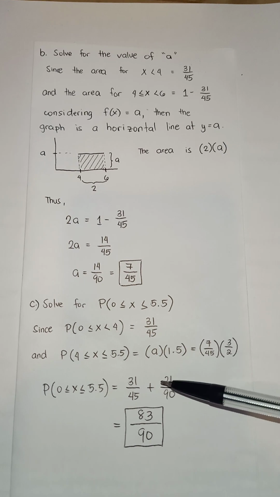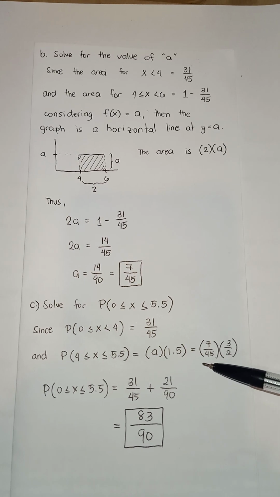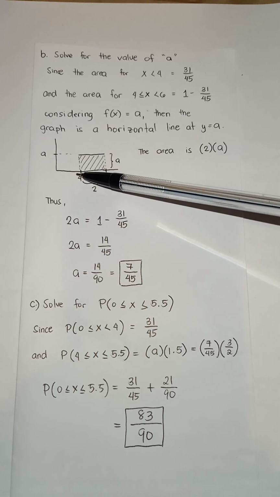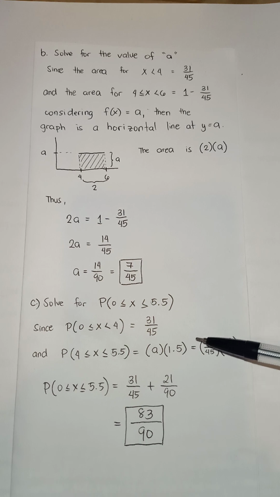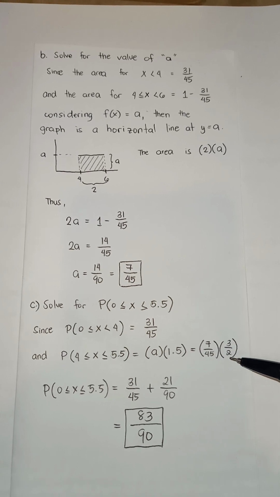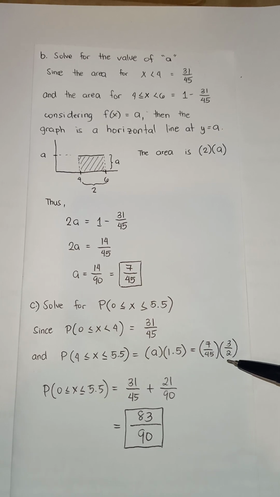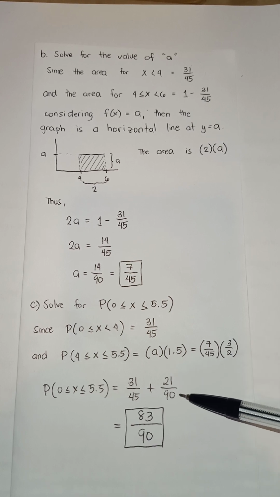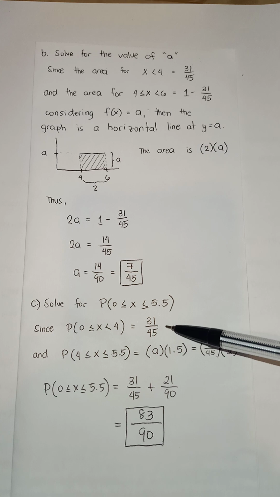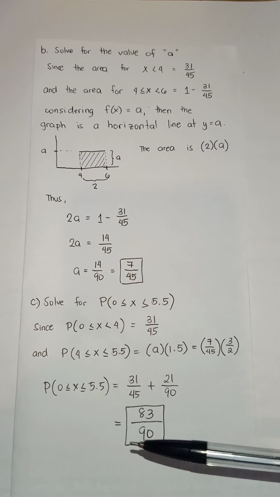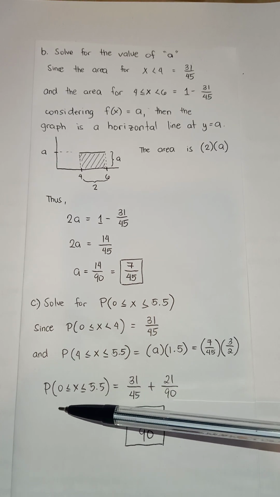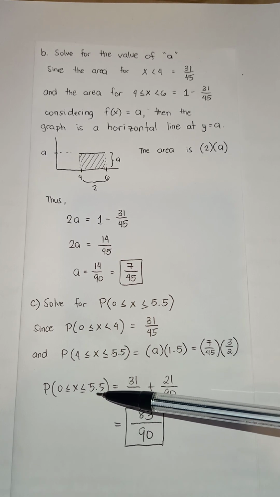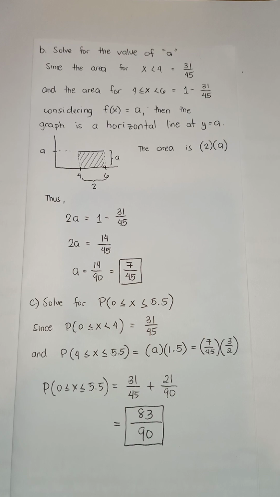So since we know from the previous part, a is equal to 7 over 45, and this length here from 4 to 5.5 is just 1.5, and 1.5 converted to a fraction is 3 over 2, so multiplying it, we have 21 over 90, adding it to 31 over 45 here. Therefore, the area, or the probability of x being greater than or equal to 0 but less than or equal to 5.5, is equal to 83 over 90.